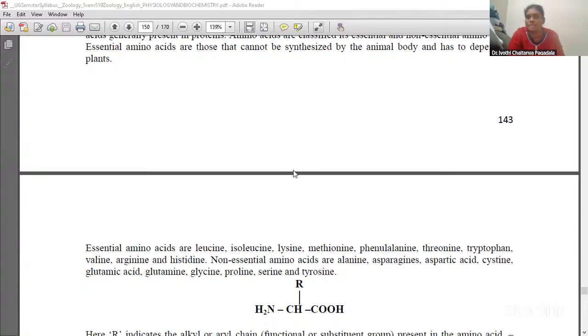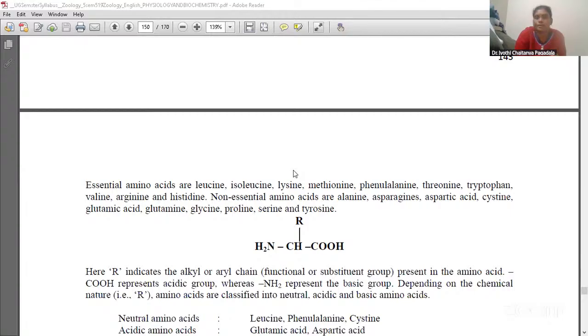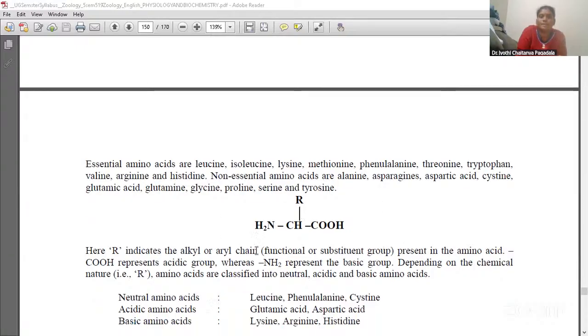So non-essential amino acids are alanine, asparagine, aspartic acid, cysteine, glutamine, glutamic acid, glycine, proline, serine, and tyrosine. Here you can see the structure of the protein, which is presented like this.